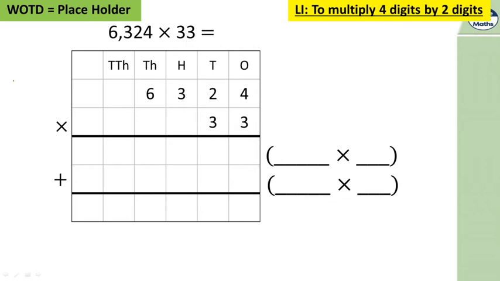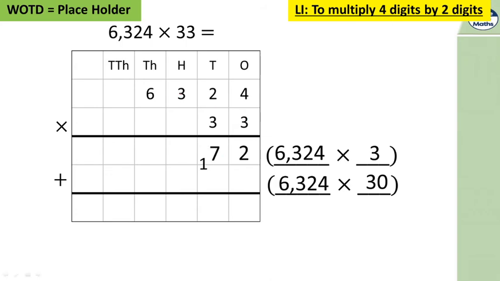Okay, so what's the first thing we have to do? We have to go through our ones column. So we have to do 6,324 times 3, then 6,324 times 30, because the 3's in the 10's column. So as you can see, I've just represented that there. All right, let's do the ones first. So 3 times 4 is 12. So we bring the 1 over here for our 12. 3 times 2 tens is 6 tens, or 60, plus 10 is 70.